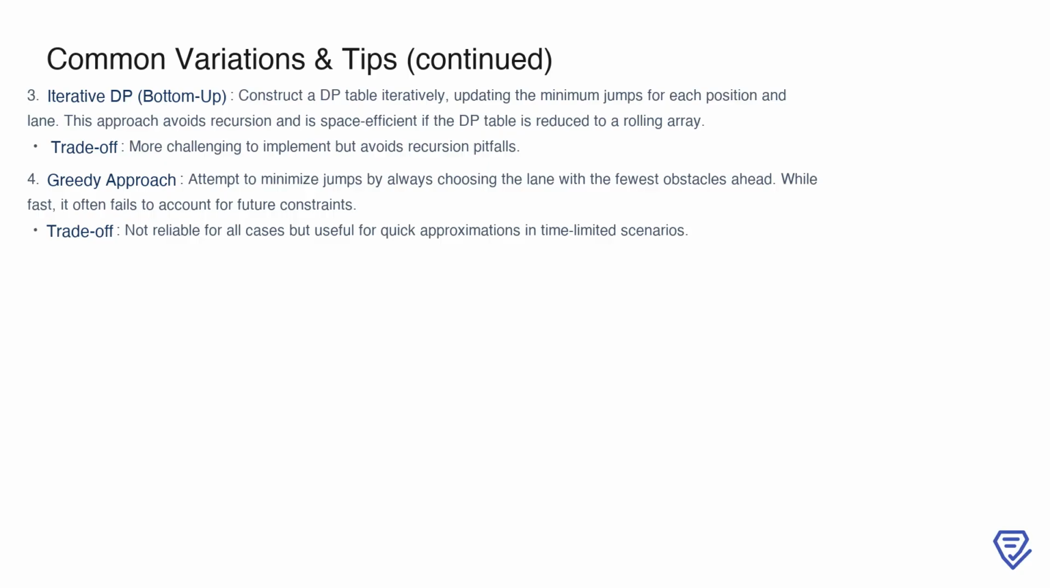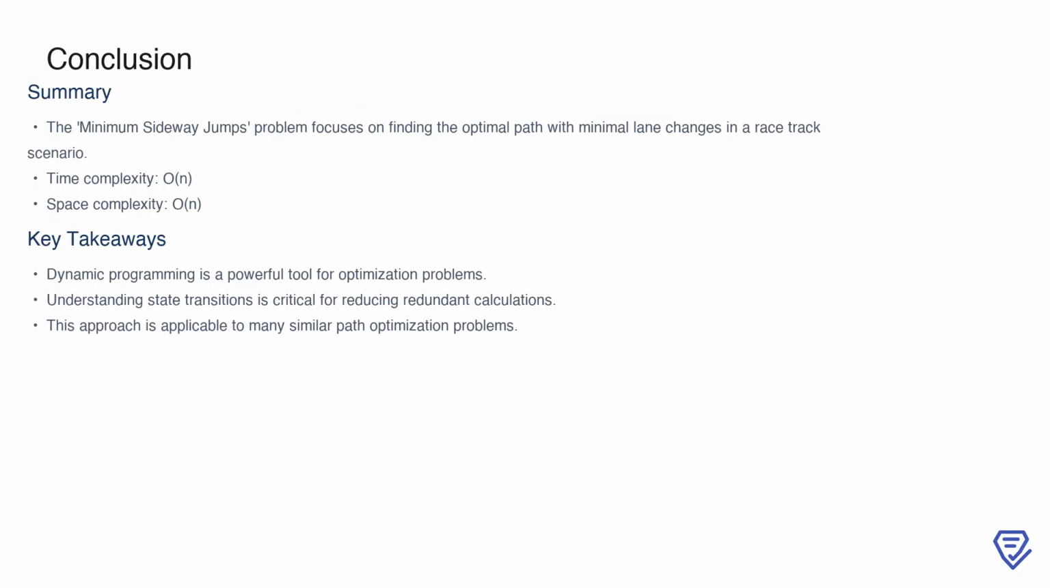updates. Lastly, there's the greedy approach, which aims to minimize jumps by always selecting the lane with the fewest obstacles ahead. While it's computationally fast, it often fails to account for obstacles further down the path, making it unreliable for scenarios with complex constraints. This approach can be useful for quick approximations in time-sensitive situations, but it's not robust enough for all test cases. When choosing a strategy, it's important to balance between correctness, efficiency, and the specific constraints of the problem you're solving. Great job!